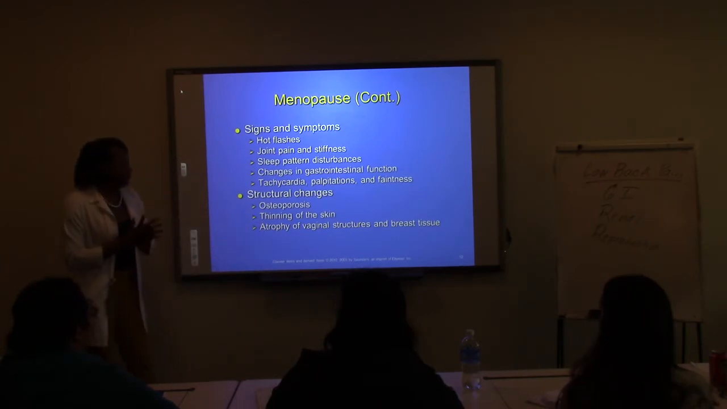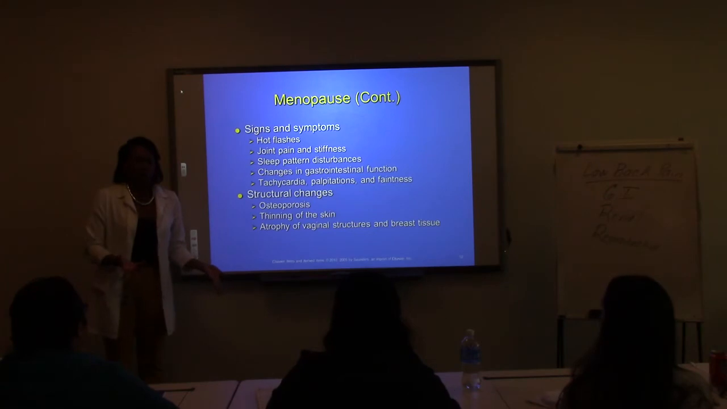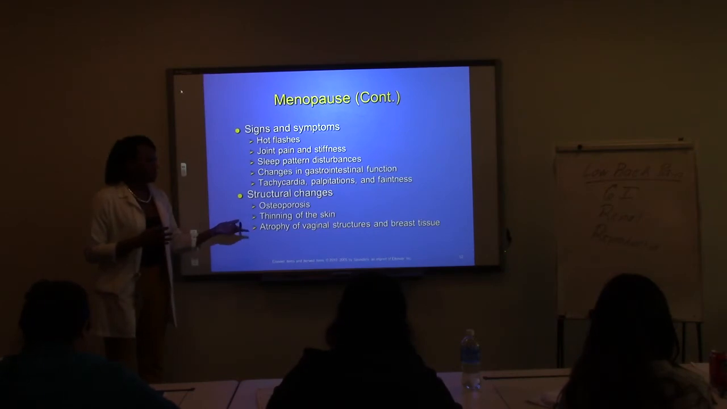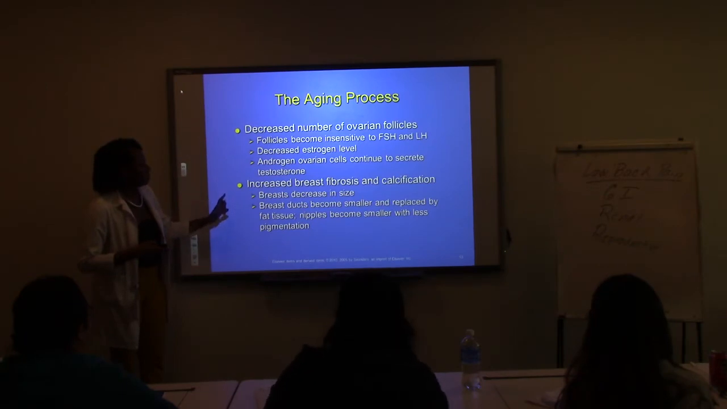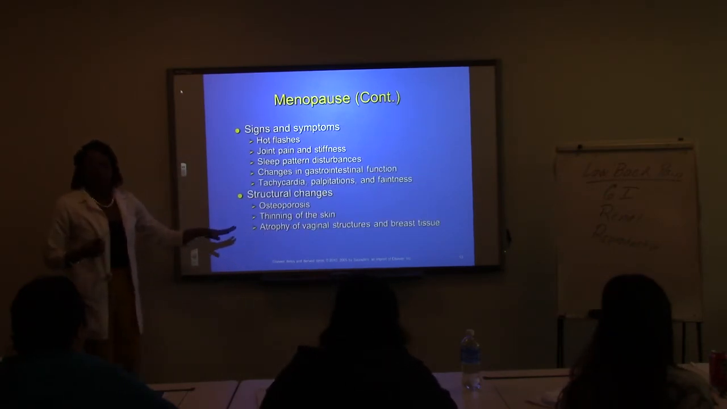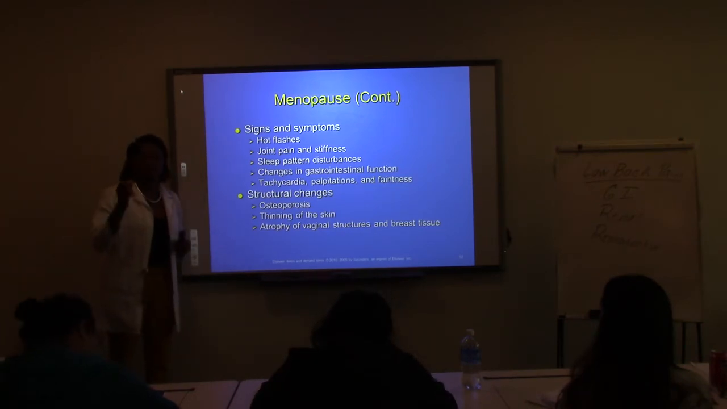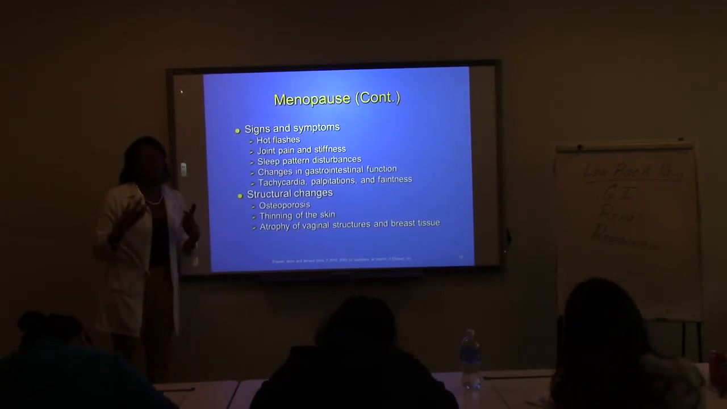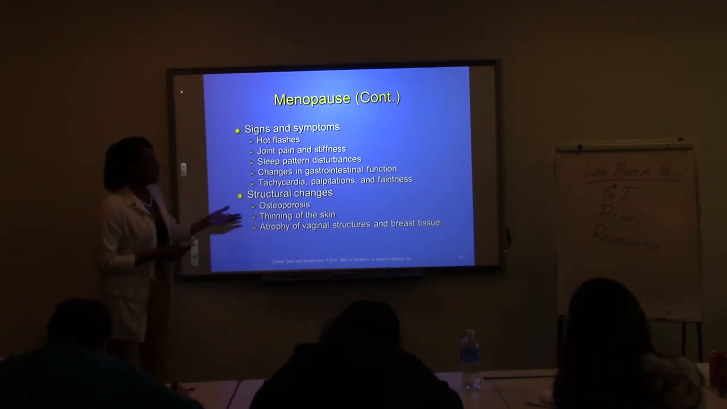And atrophy of the vaginal structures and breast tissue. So if you don't have hormones being produced, the reproductive organs are in a state of atrophy, or they're declining in their function. Another thing that occurs, the vagina actually becomes very dry. The secretions are decreased because there's not enough hormones, and so all those sexual things are not happening as they're used to, because the hormones are decreased. Same thing with the breast tissue as well.